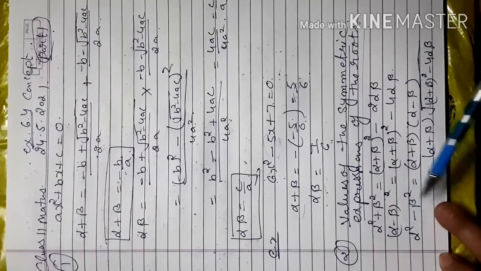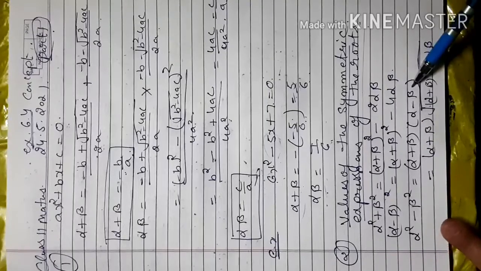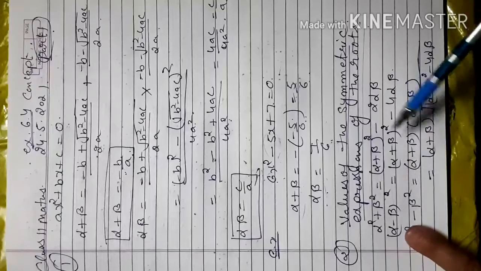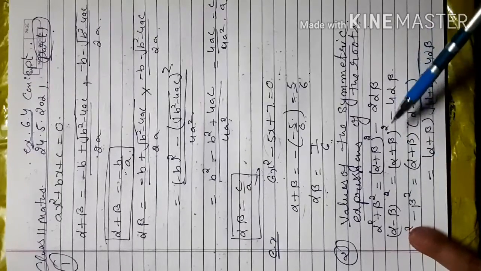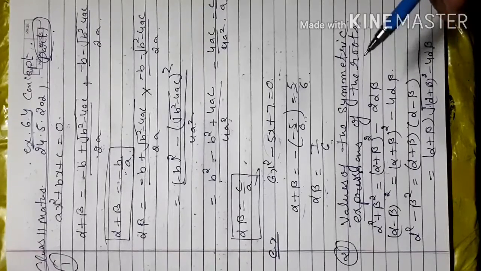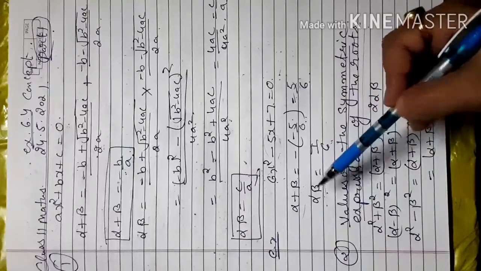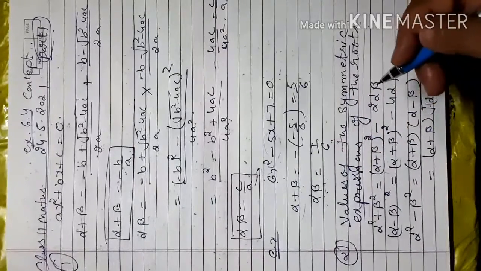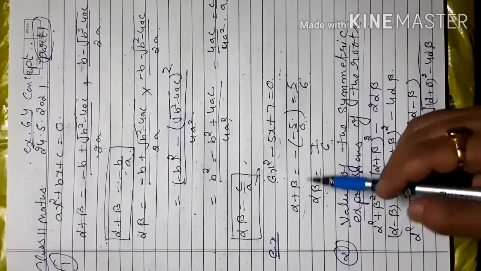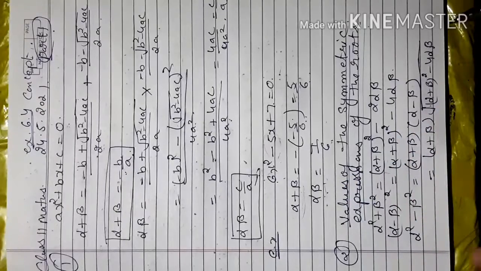Alpha square minus beta square is your a square minus b square formula, a plus b into a minus b. But instead of a minus b, we have to replace it with the square root of alpha plus beta whole square minus 4 alpha beta. The reason is that we have only the values of alpha plus beta and alpha beta. So you need not find the alpha value and beta value separately. You have to combine the values alpha plus beta and alpha beta to solve the expression.